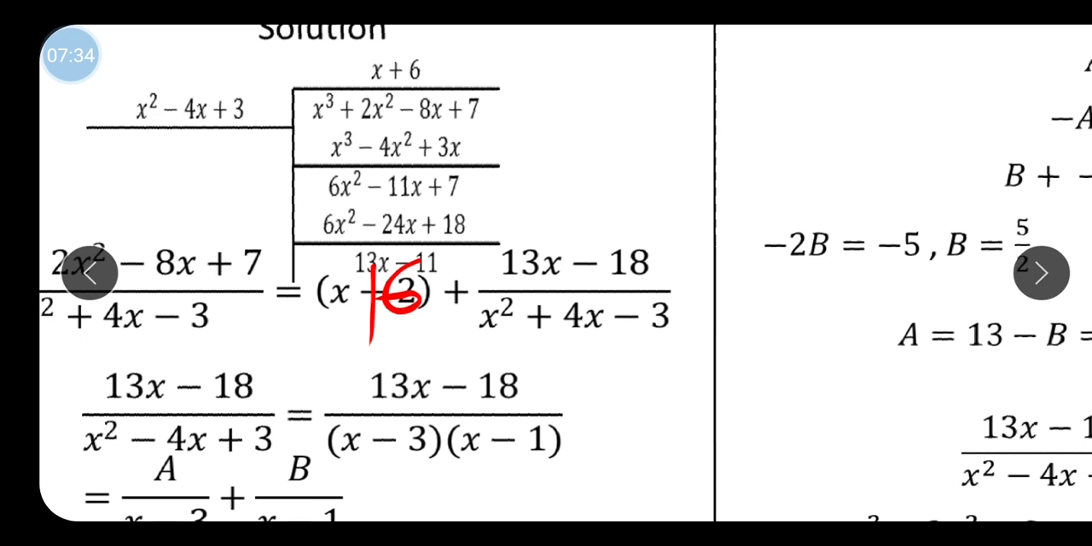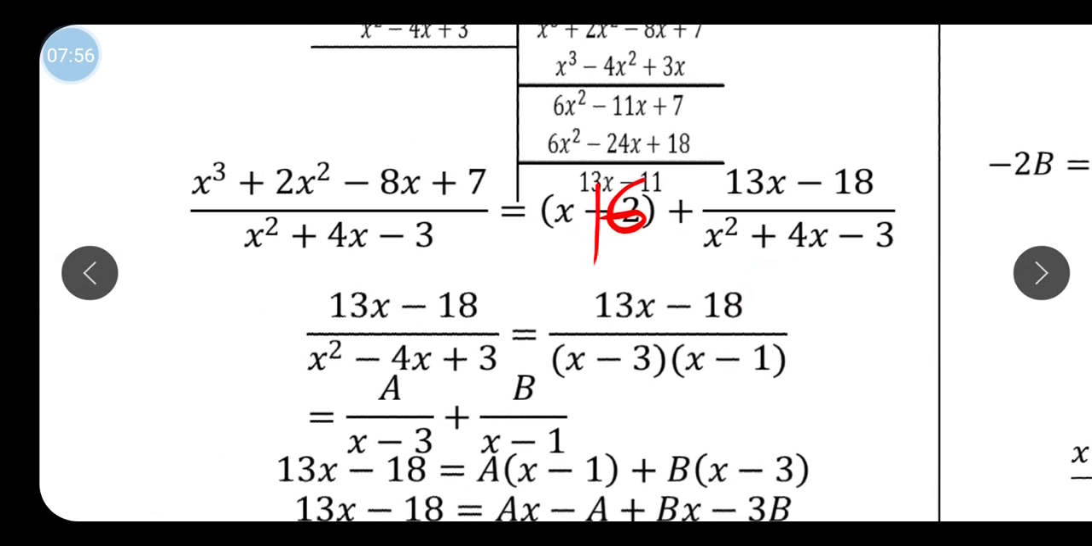Then again, we subtract. If we subtract, we'd have 13x minus 11, because 6x squared minus 6x squared will give us 0. Minus 11x minus 24x will give us plus 13x. Then 7 minus 18 will give us minus 11.